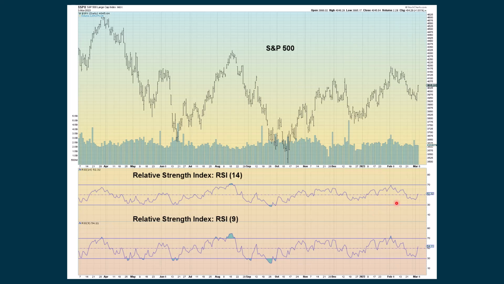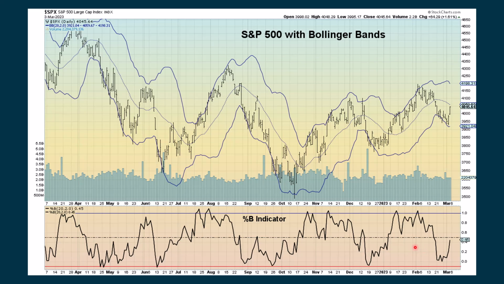RSI, when we're above 50 and advancing, that's positive. And we're seeing that both with the RSI 14 as well as the RSI 9. The Percent B indicator goes hand in hand with Bollinger Bands. When we exceed the upper or lower band, that's when we get an extreme positive or negative reading. When we're below this dashed line, that's negative. Well, we had been getting quite negative with this indicator, but it is showing some improvement.